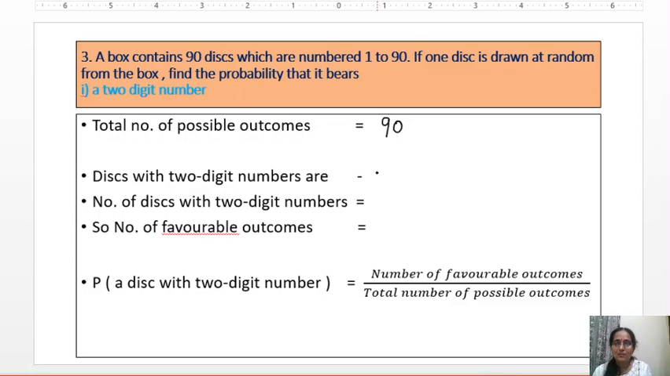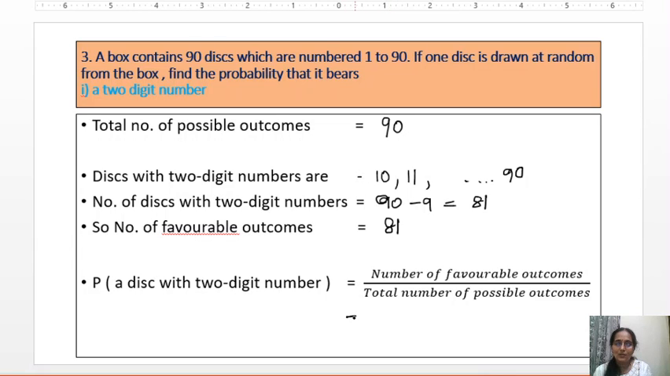What are 2-digit numbers? It will start from 10, 11 and so on. How many 2-digit numbers are there? We have to get the number of discs with a 2-digit number. First 9 numbers should be subtracted, right? There are 81 discs with 2-digit numbers. So your number of favorable outcomes is 81.